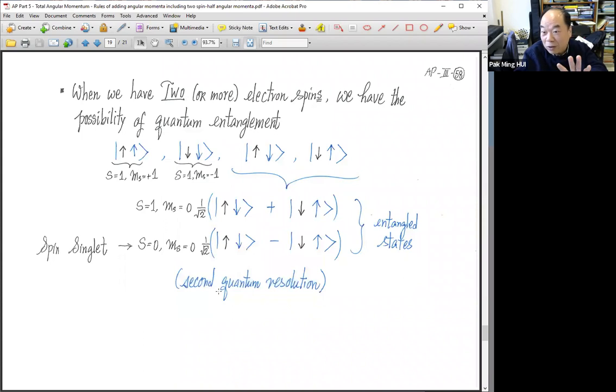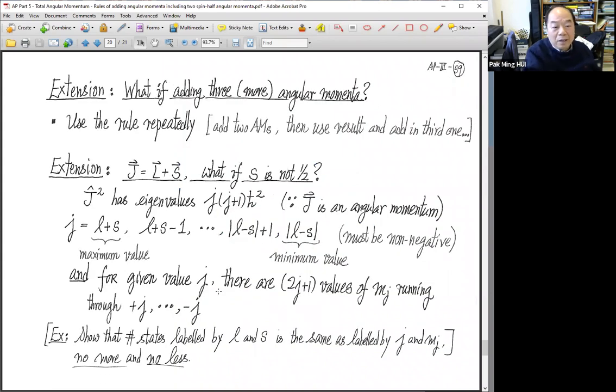But I will stop here. I'm not doing quantum optics, quantum sensing, quantum whatever here. I end this with a further extension.